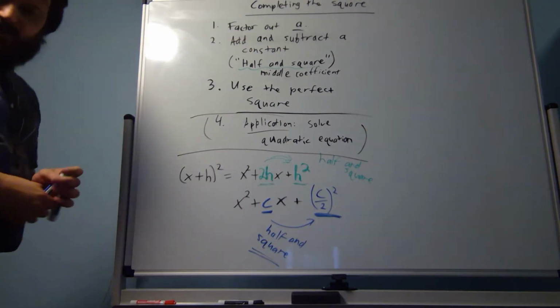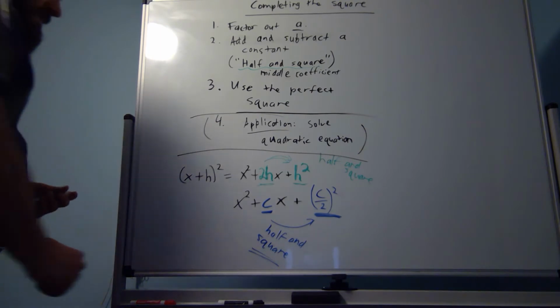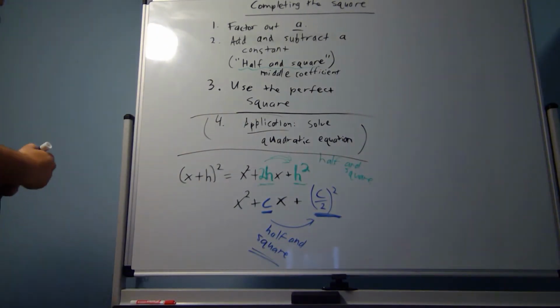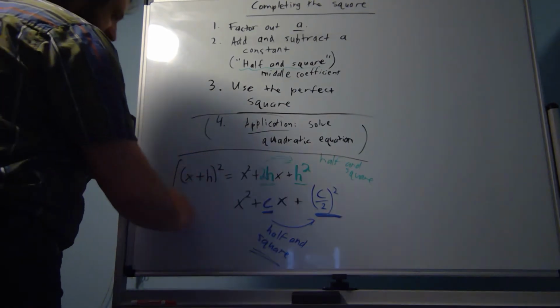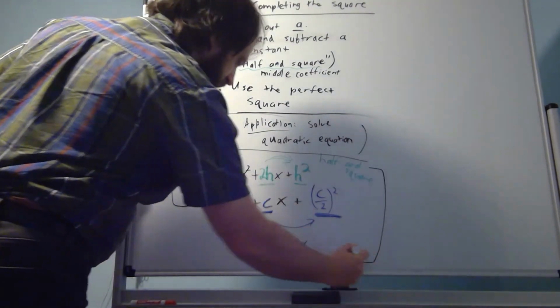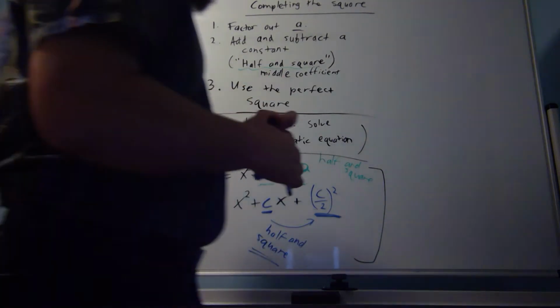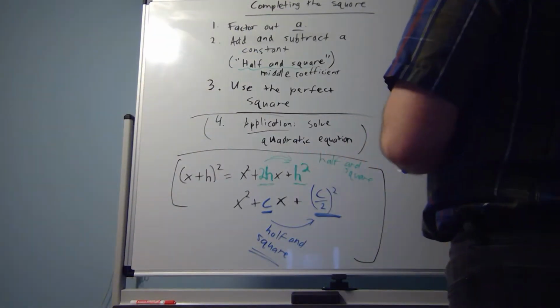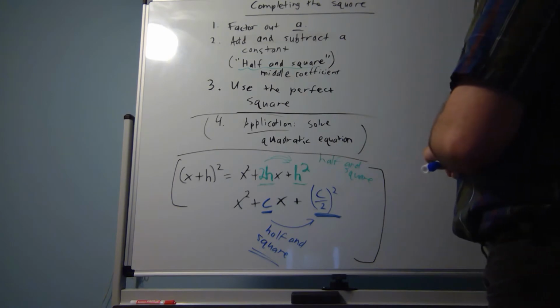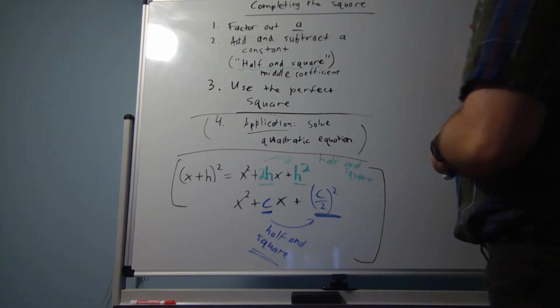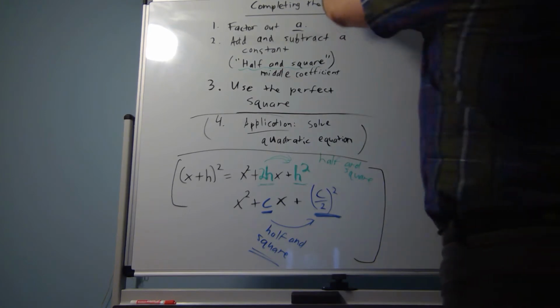Okay, so that was a little theory crafting. That's the very, very most important insight. How do we put the pieces together? It'll make a lot more sense when we put it all together. So let's do a couple examples. Let's warm up with one where a is equal to 1, so we don't have to worry about it.